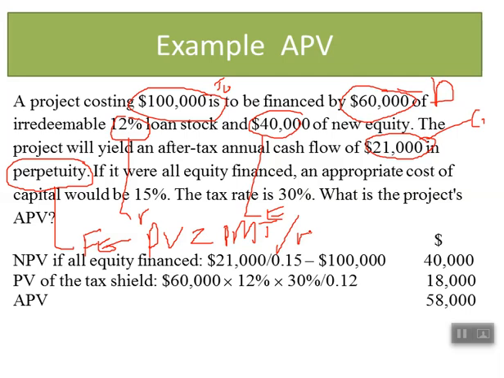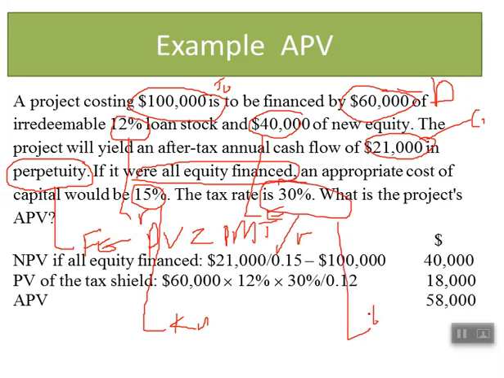So if it were all equity financed, this is very important, meaning if the business was all equity and does not have debt, this is the cost of an ungeared business. An appropriate cost of capital will be this. This is our tax. Then what is the project adjusted present value?